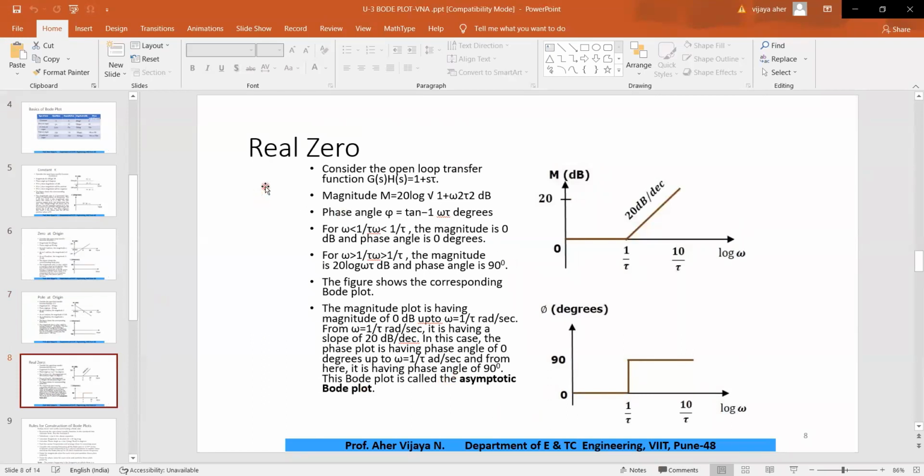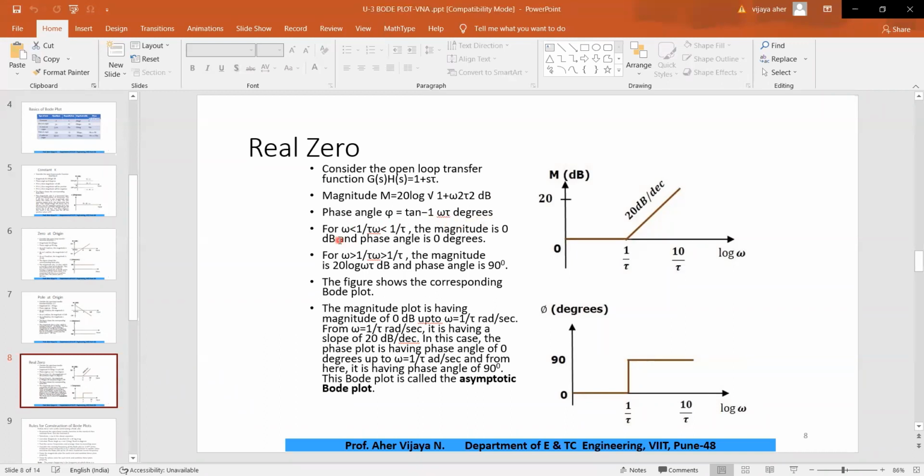Again, I am repeating this. For real zeros, consider the open loop transfer function G(s)H(s) equal to 1 plus s tau. This tau is nothing but the time constant. So the magnitude you can calculate: M is equal to 20 log of, see how to calculate the magnitude, square root of 1 square plus this term squared, so omega square into tau square. So you will get magnitude in dB. Then phase angle, phi is equal to tan inverse of omega tau divided by 1. You will get the phase angle in degree, right?